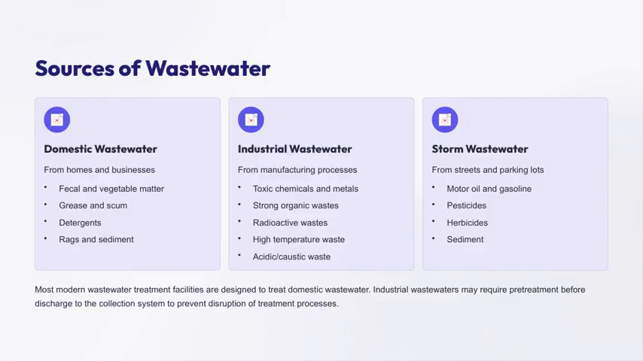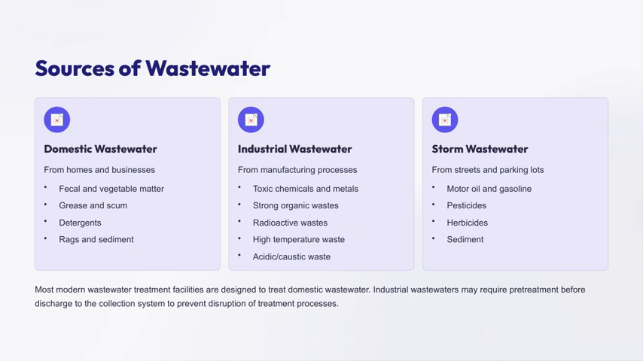Let's talk about the sources of wastewater we encounter. First, we have domestic wastewater, which comes from our homes and businesses. This type of wastewater typically contains fecal and vegetable matter, grease and scum, detergents, rags, and sediment. These are the everyday pollutants generated by our daily activities.